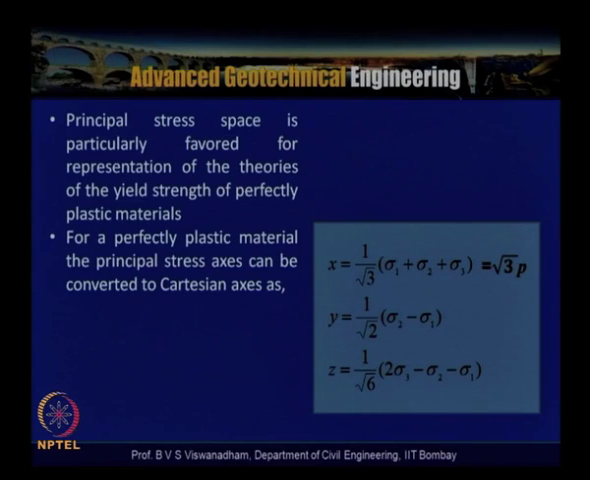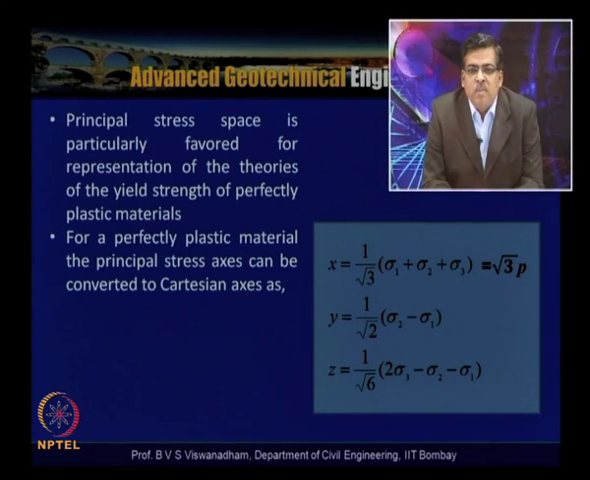The principal stress space is particularly favored for the representation of the theories of the yield strength of perfectly plastic materials. For a perfectly plastic material the principal stress axes can be converted into Cartesian axes as x is equal to 1 by root 3 times (sigma 1 plus sigma 2 plus sigma 3), which is equal to root 3 p, and similarly y is equal to 1 by root 2 times (sigma 2 minus sigma 1), and z is equal to 1 by root 6 times (2 sigma 3 minus sigma 2 minus sigma 1).